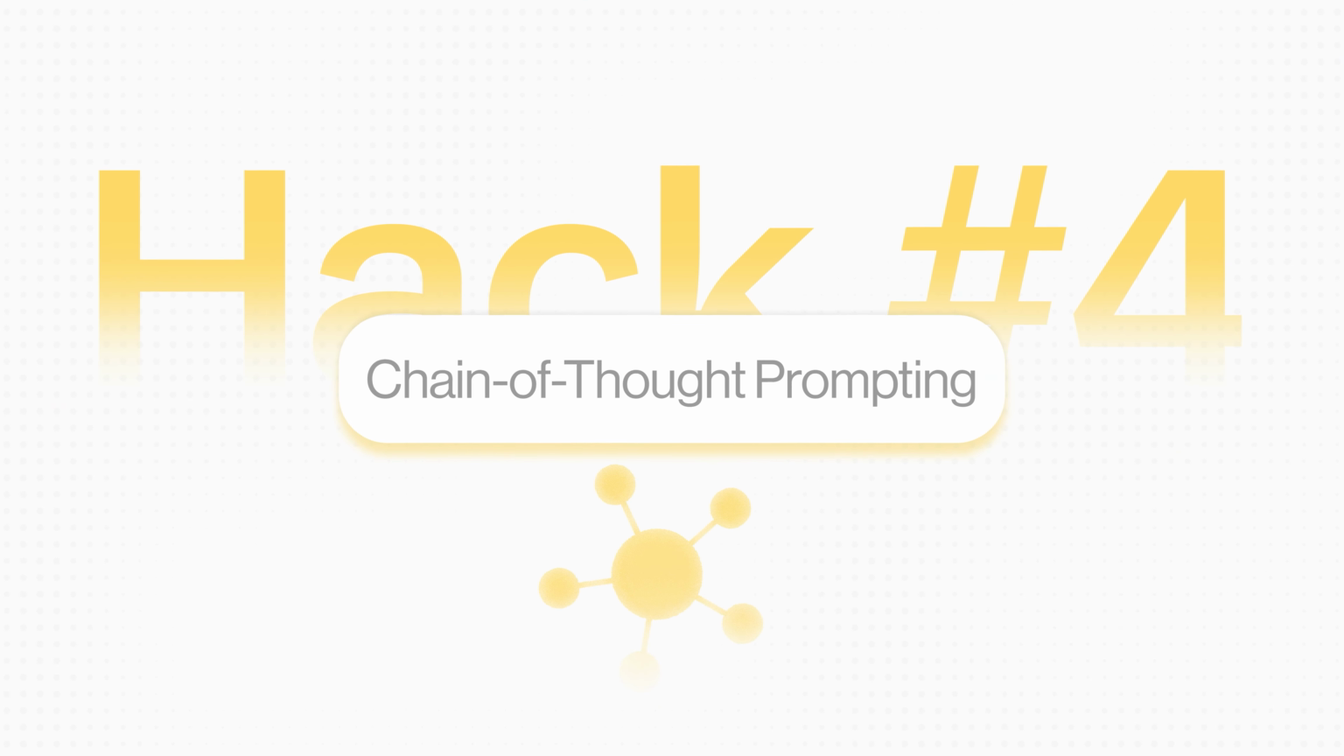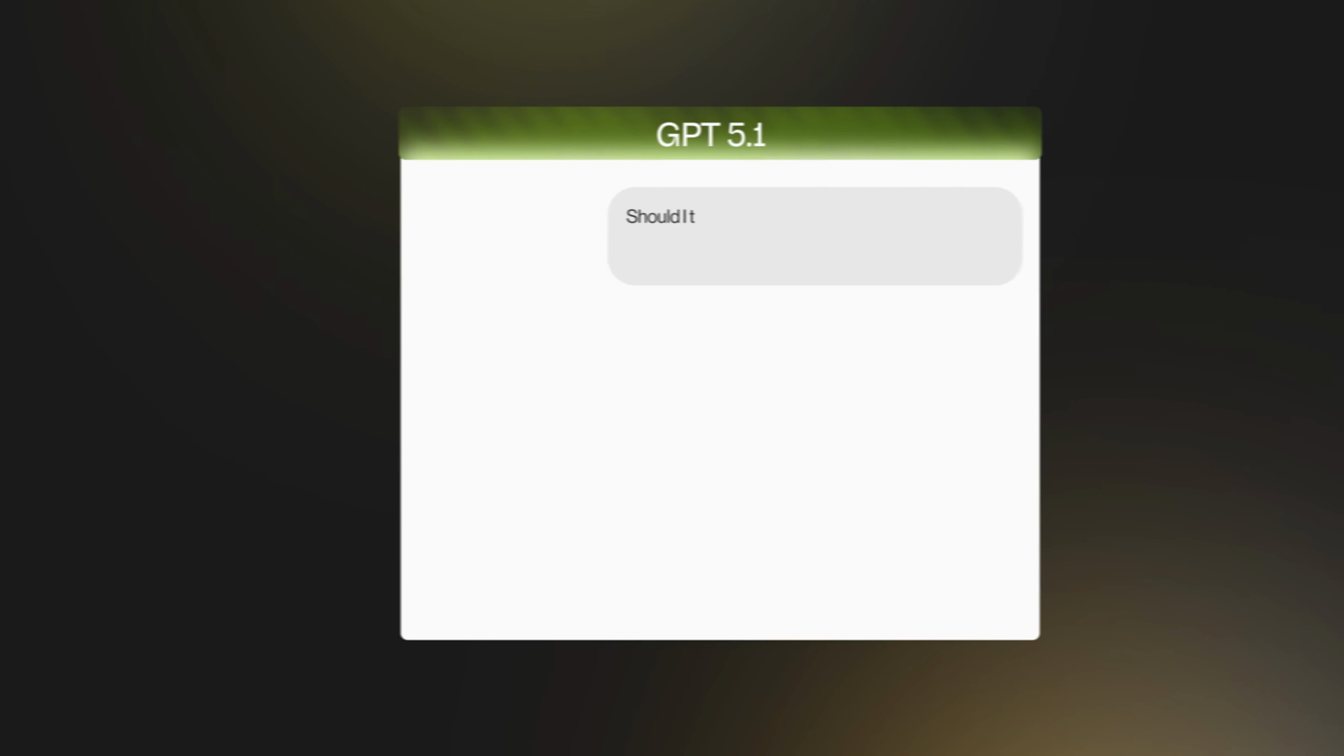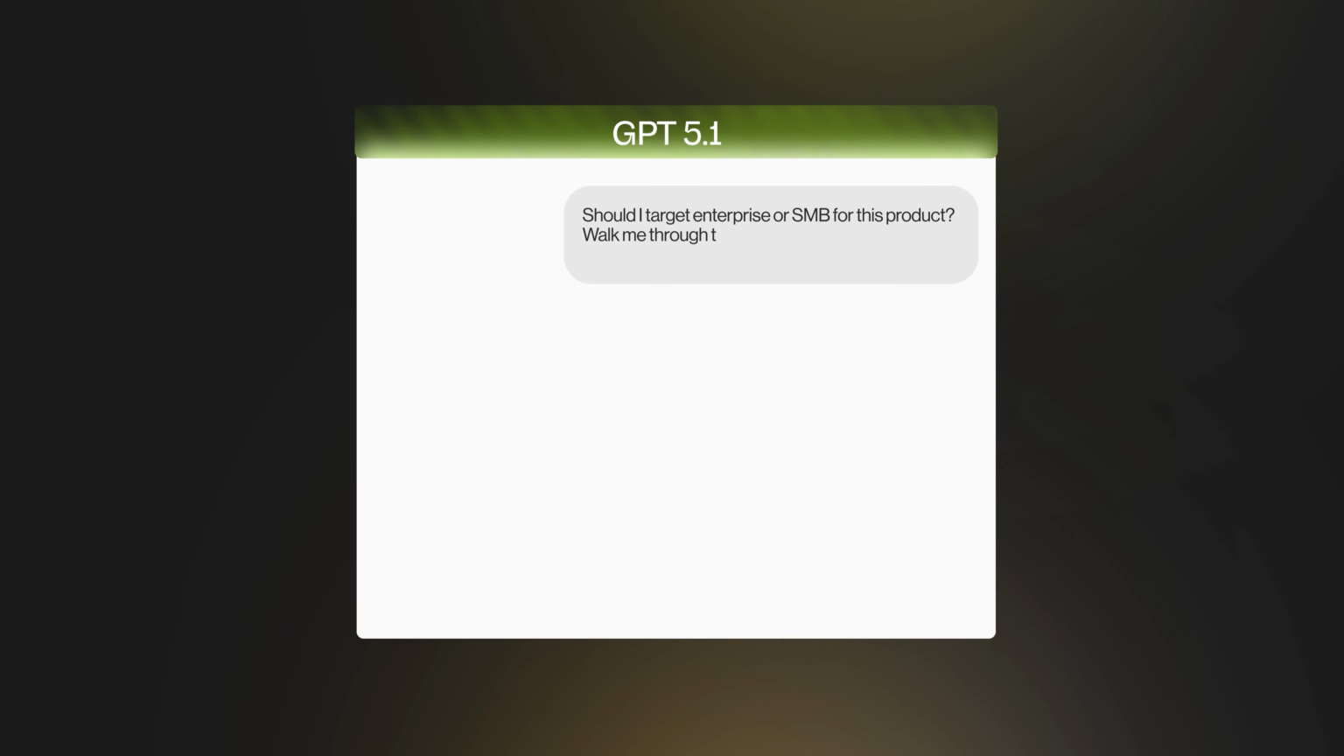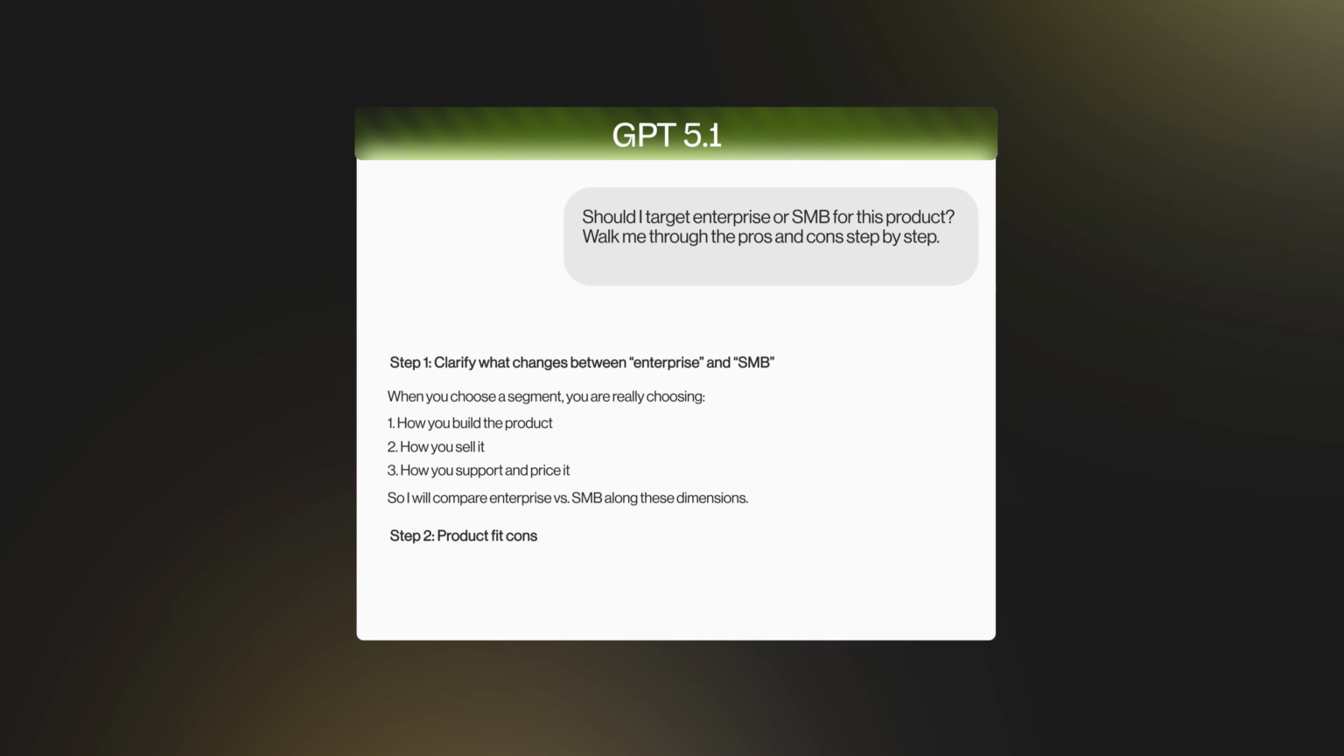Hack number 4 is chain of thought prompting. So it's essentially asking the AI to show its work. And it's not just for math, it works for any complex task. So an example, what is 17 times 23? Explain your thought process step by step. But here's where it gets powerful. Use this for decision making or analysis. Something like, should I target enterprise or SMBs for this product? Walk me through the pros and cons step by step.